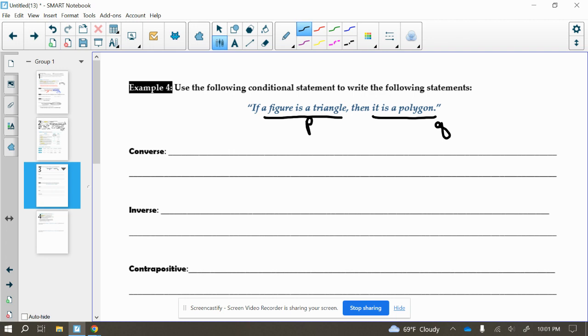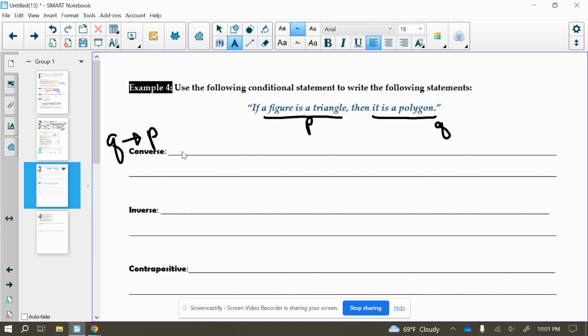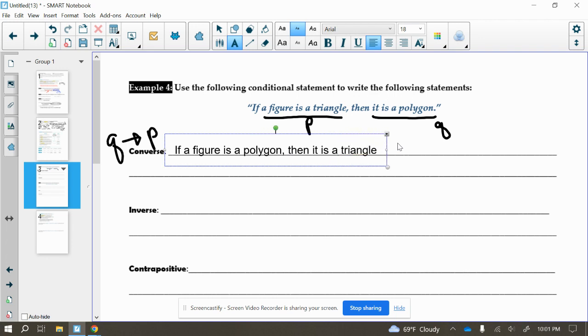Well, the converse, remember, is when we switch the order. So Q is now going to come where P was and vice versa. So on this first example, we would say if a figure is a polygon, so the Q from up above, then it is a triangle.